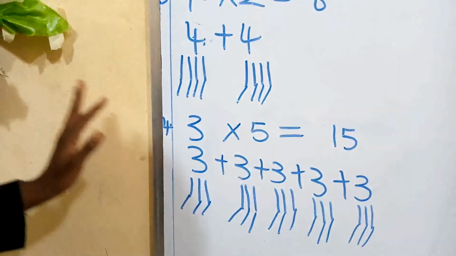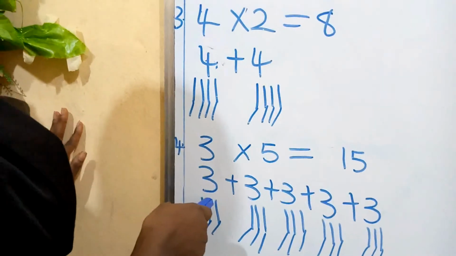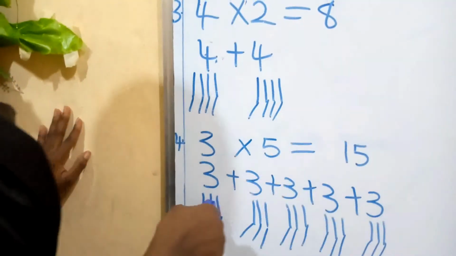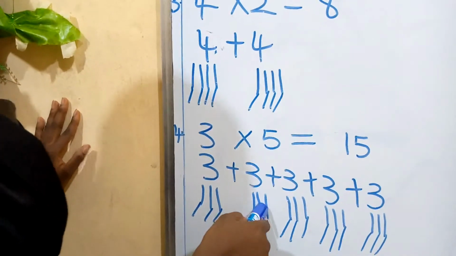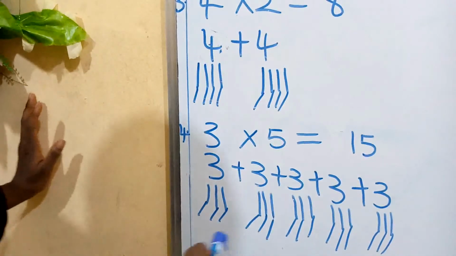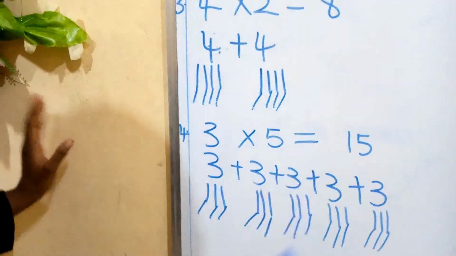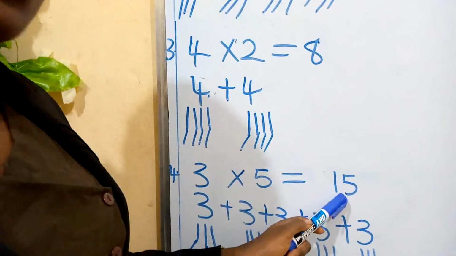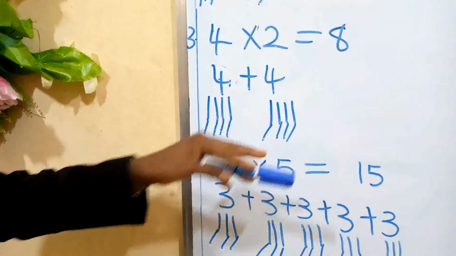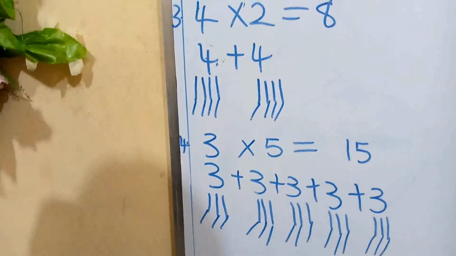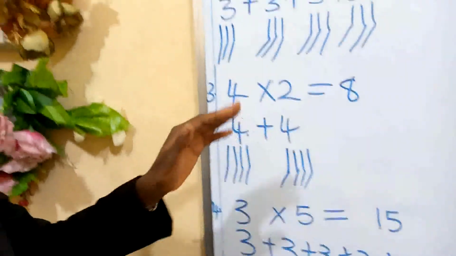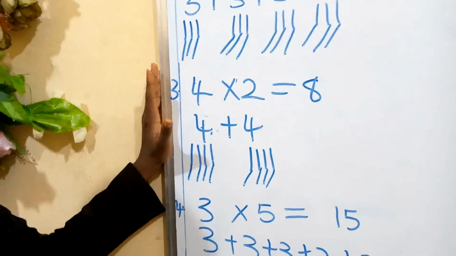So now after that, we count all the 3s. We have here 1, 2, 3, 4, 5. So we count 3 strokes, 3 strokes. All these are 3 strokes. After that, we add all the strokes together, and our answer was what? Lovely. It was 15. So now with this method, multiplication is very easy, isn't it? Lovely. So I believe we've learned a lot today.